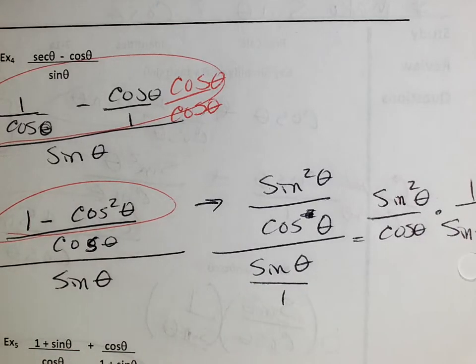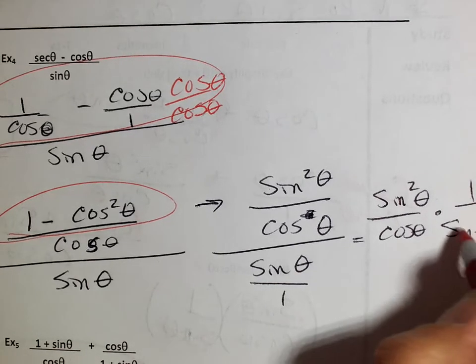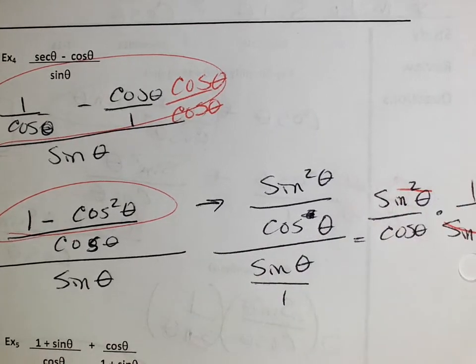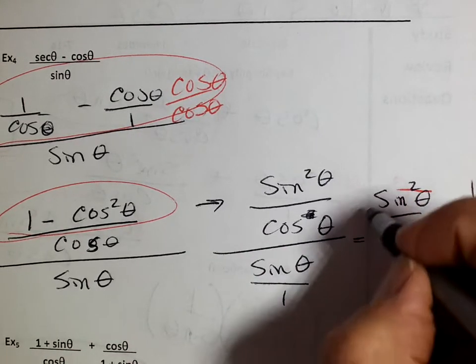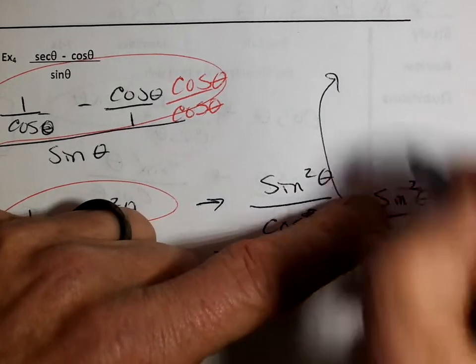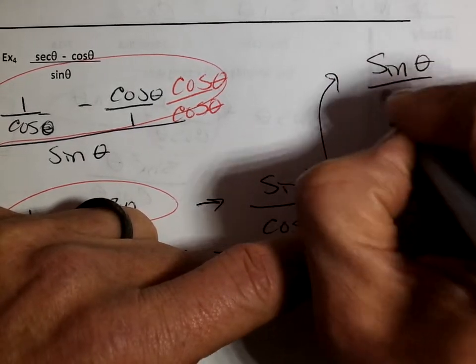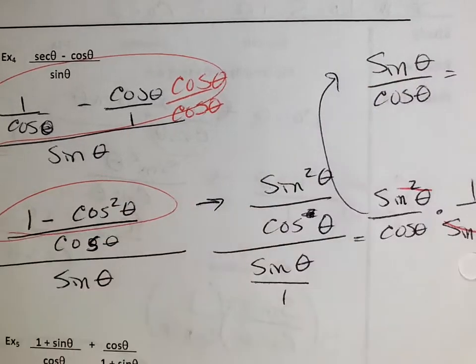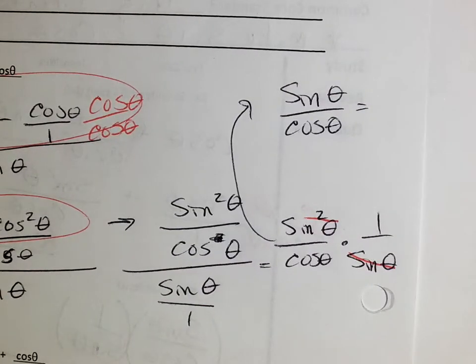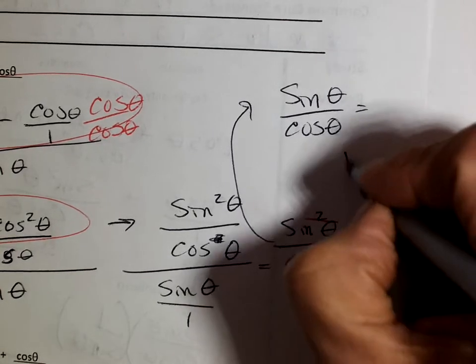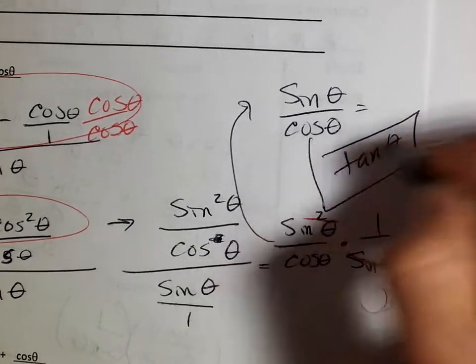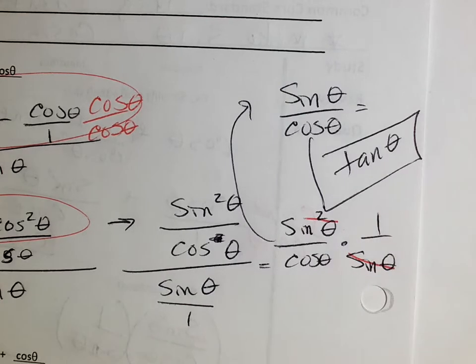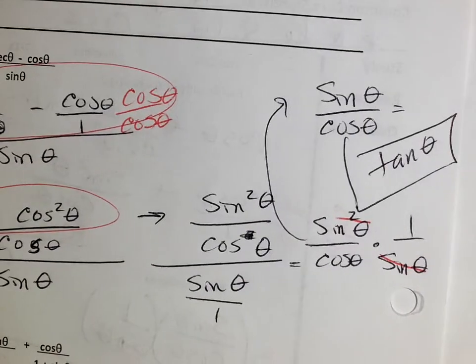Do you see anything? This sine will cancel one of these. So what am I left with? I'm left with a sine over a cosine, but there's a better way to write that. Isn't there a better way to write sine over cosine? Tangent. Cool. I like these. Okay, you guys ready to slide it for the next one?